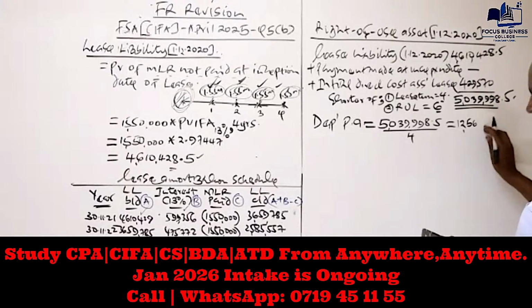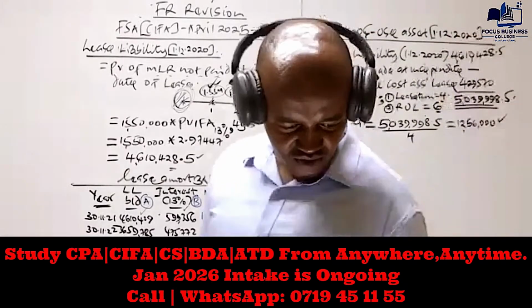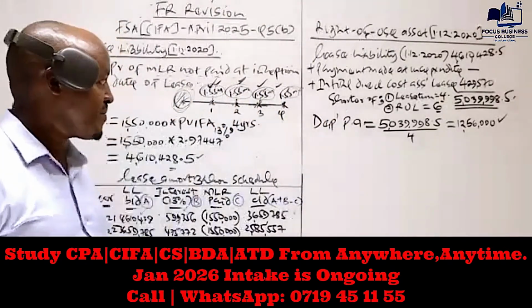Is it 1,260,000? Yes, 1,260,000, to the nearest whole number.